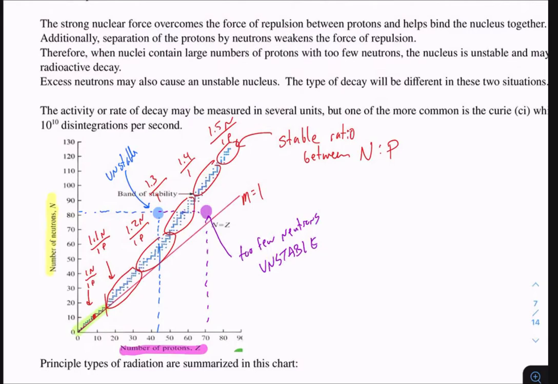So, whether an isotope is going to be stable or not literally depends on if its ratio falls somewhere on that band. Okay, so let me give you some examples then.